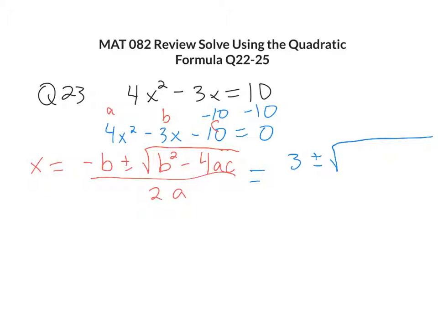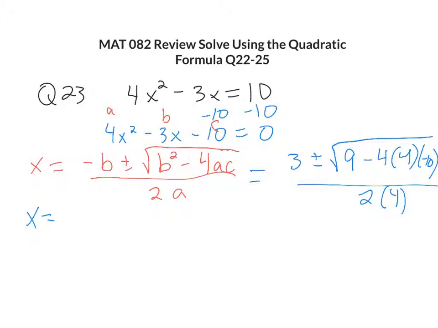So that would be negative 3 times negative 3 is 9, minus 4a, a is 4, and c is negative 10. You see I took that negative sign with it. So make sure you're always taking your signs. And then over 2 times a, which is 4. Go ahead and start simplifying this.